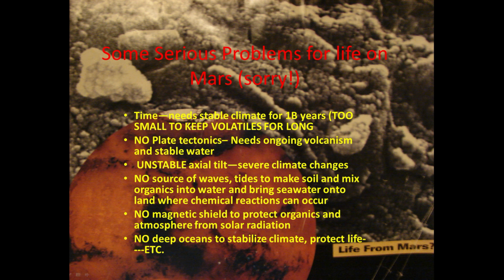Without water, of course, and without a moon, there was no source of waves and tides to make soil and mix organics into the water and bring seawater onto the land where chemical reactions occur. The water that was on Mars was shallow, and there was no tectonic activity. Also, there was no magnetic shield to protect organics and atmosphere from solar radiation. It also had no deep oceans to stabilize climate and protect life, and a number of other things. So I'm sorry to disappoint you about Mars.